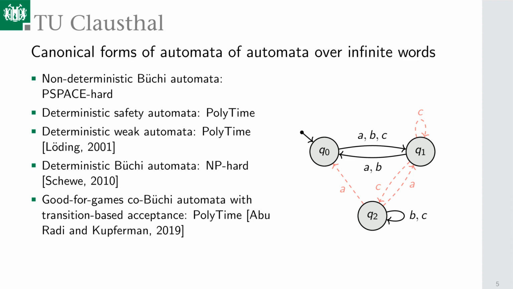Motivated by these positive results, there's now the question if the polynomial time results for automaton minimization and computing canonical automata can somehow be extended to full omega regular languages. For these, neither co-Büchi nor Büchi acceptance is enough for deterministic or good for games automata, and we need to generalize to parity acceptance.